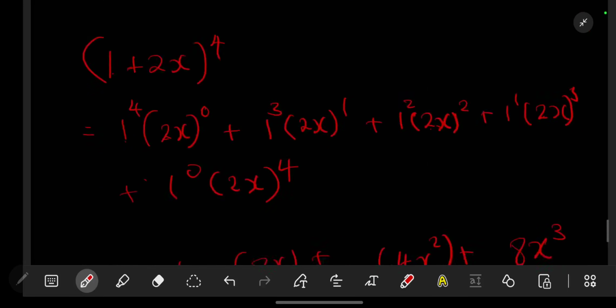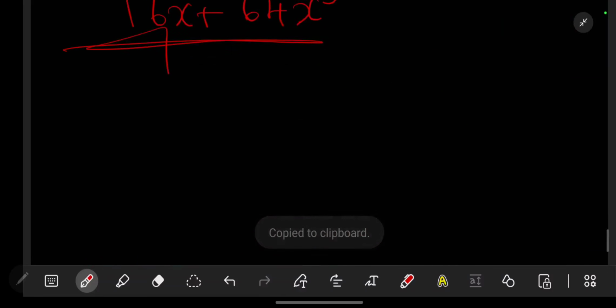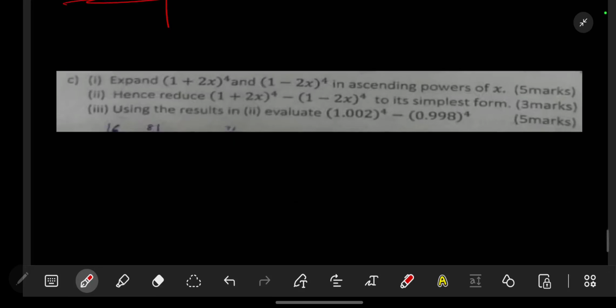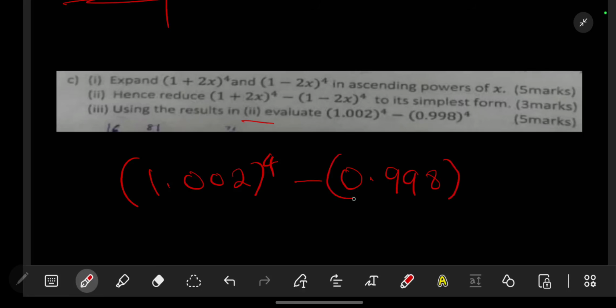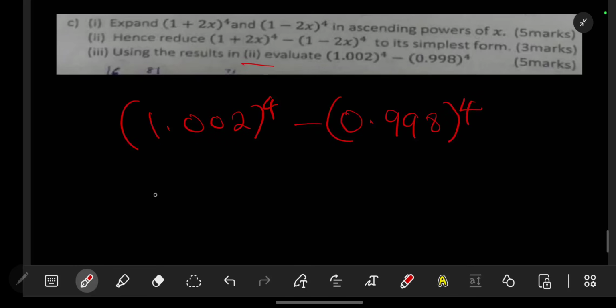Then the final question is saying that, using the results in 2, evaluate 1.002 to the power of 4 minus 0.998 to the power 4. So you just need to think critically. So this is the same as having 1 plus 0.002, like this.